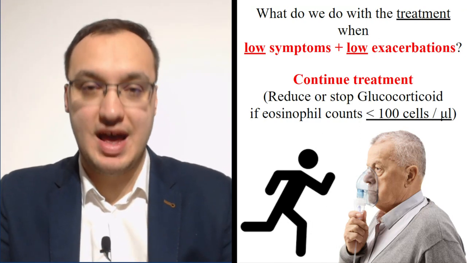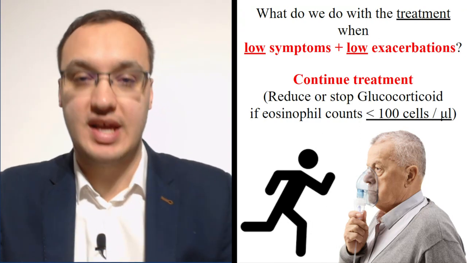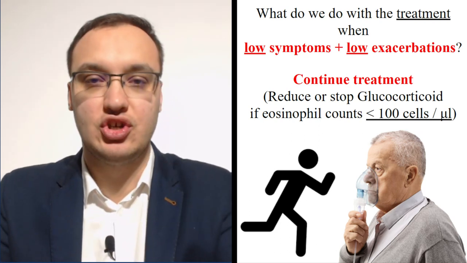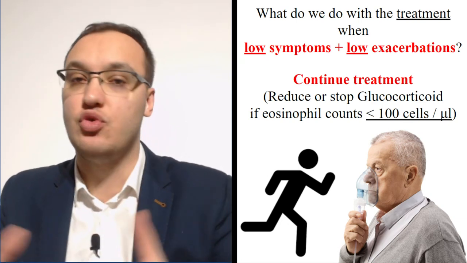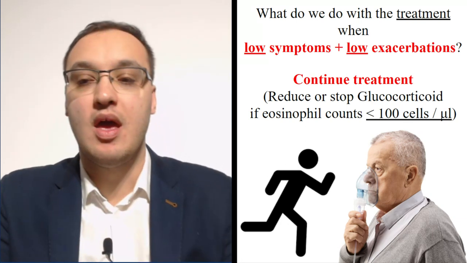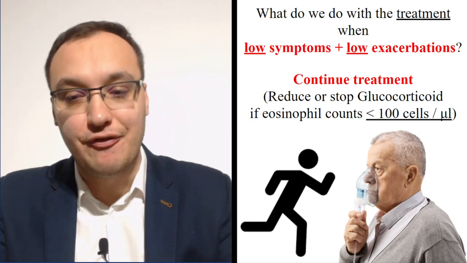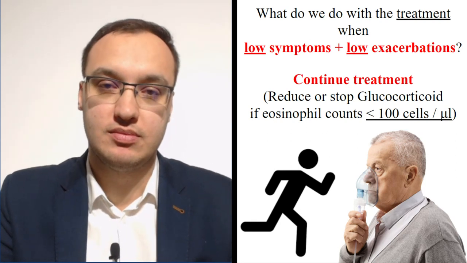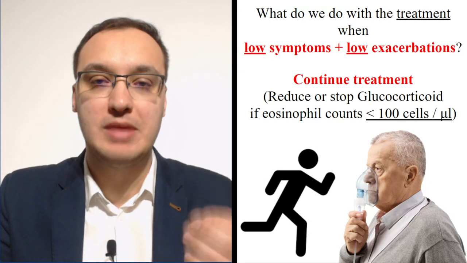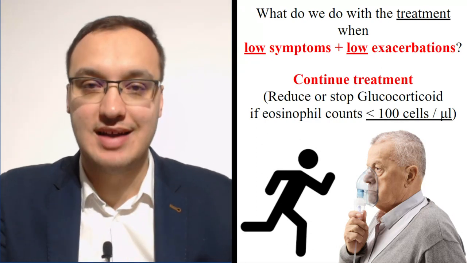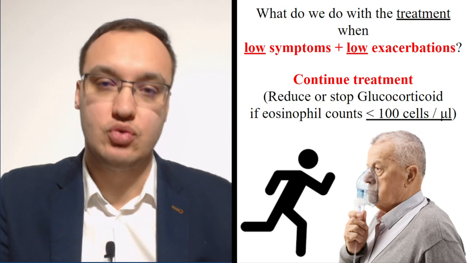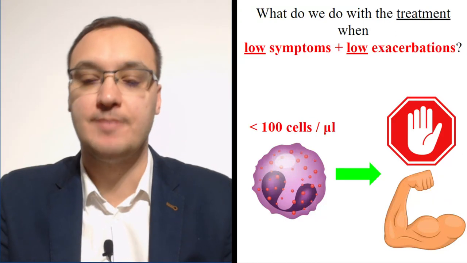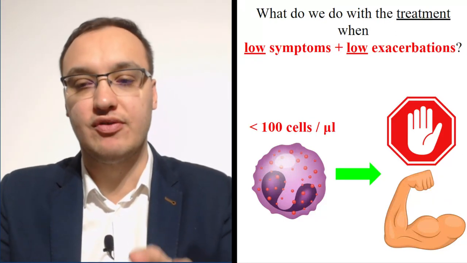The only thing I have to ask is, do you take any glucocorticoids? Then please stop that or reduce that, because we don't need so many glucocorticoids if you don't have any symptoms, if you don't have any exacerbation. And especially if the eosinophil count is less than 100 cells per microliter. Eosinophils are white blood cells. If these are less than 100 cells per microliter, then you need to reduce or stop the glucocorticoids if there's a patient with low symptoms, low exacerbations. So remember this: less than 100 cells per microliter.